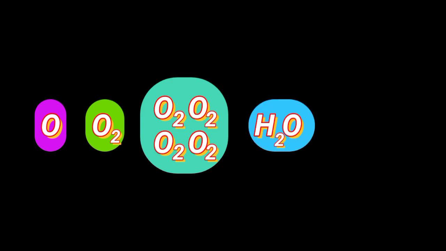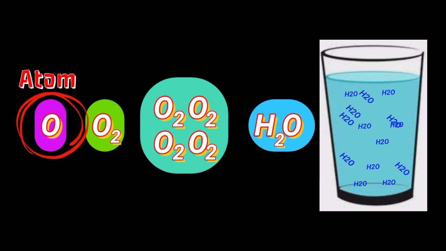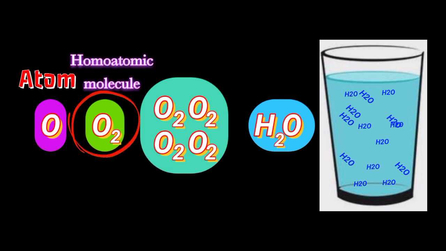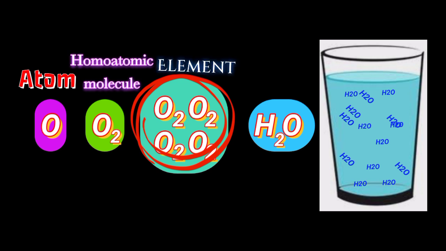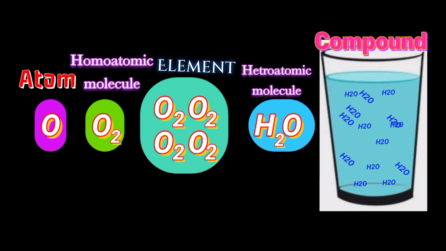To summarize this lecture, consider O, O2, many O2, H2O, many H2O, which is water in a glass. This oxygen is an atom. This O2 is a homoatomic molecule. These combined O2 are oxygen element. This H2O is a heteroatomic molecule, and this glass of water is a compound.